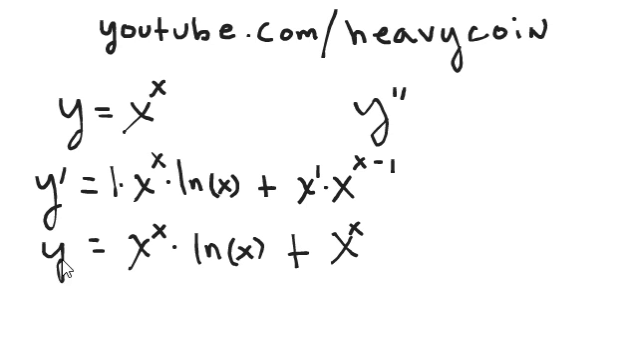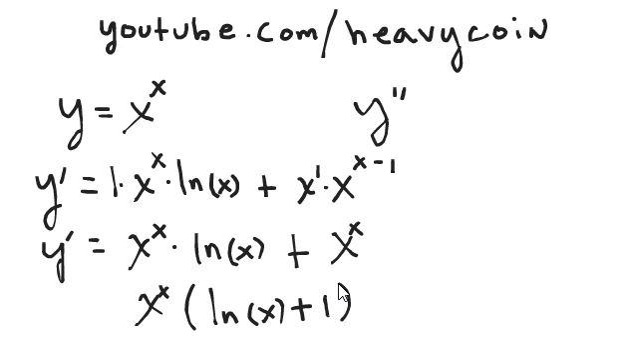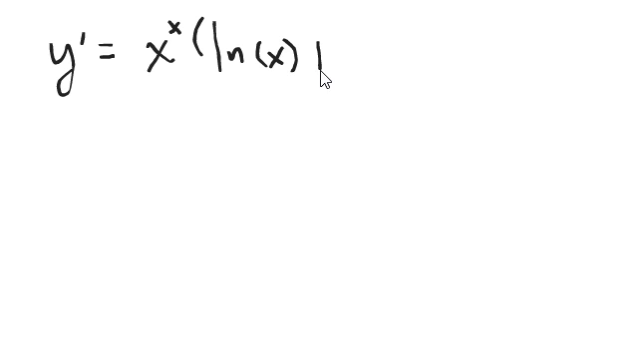Now what I'm going to do next is factor out an x. So we factor this x out, and we're left with the natural log of x plus 1, all in parentheses. Of course, I'm going to need to rewrite this so we can remember what all that was. So this was x raised to the x, and the natural log of x plus 1, close parentheses.